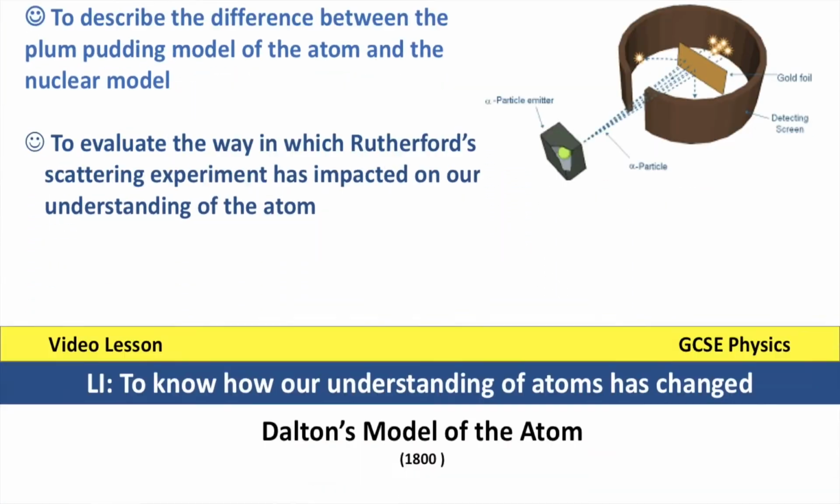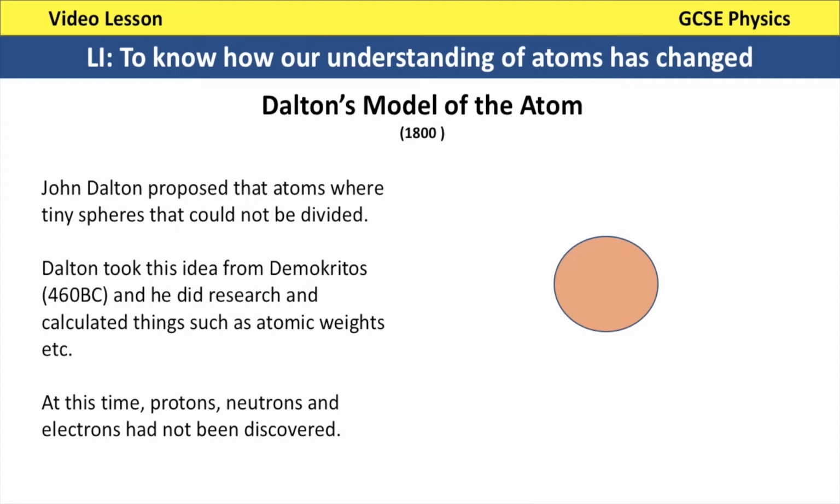So, the first model of the atom that we had was introduced by John Dalton in 1800. John Dalton proposed that atoms were tiny spheres that couldn't be divided. He took his idea from Democritus, who in 460 BC first proposed the idea that there were things that were making up other elements, and he did research and calculated things such as atomic weights, etc. At this time in the 1800s, protons, neutrons and electrons had not yet been discovered.